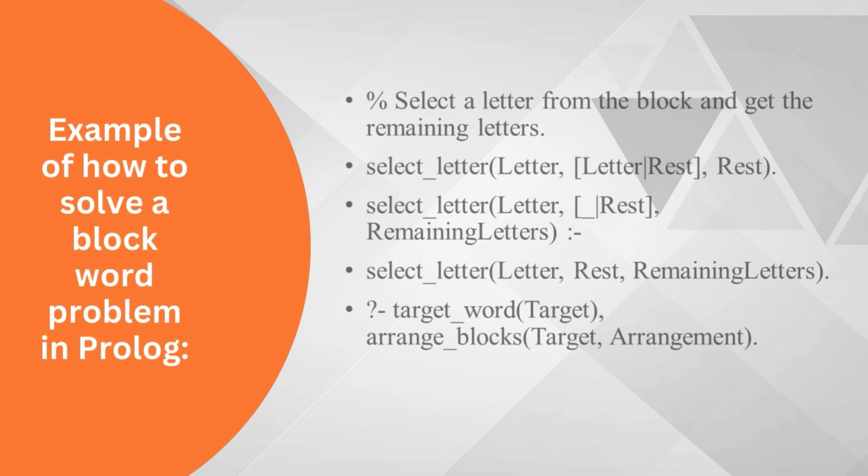Now you can use the arrange blocks predicate to find a valid arrangement of blocks to spell the target word. In Prolog, you query about target word, target, comma, arrange blocks, target, comma, arrangement. Prolog will provide a solution that shows the sequence of blocks to form the target word. This is a simplified example and you can make it more complex by adding additional constants or rules based on your specific requirements. Depending on the complexity of the block word problem, you may need to design a more sophisticated algorithm or heuristic to find the optimal arrangement of blocks.